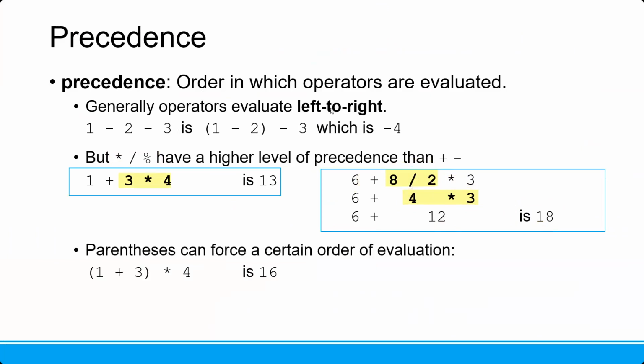It is different when you have parentheses. If you put the parentheses like this, it means I will do this one first. 1 plus 3 will be first, and then I will multiply by 4. So the result will be 16.